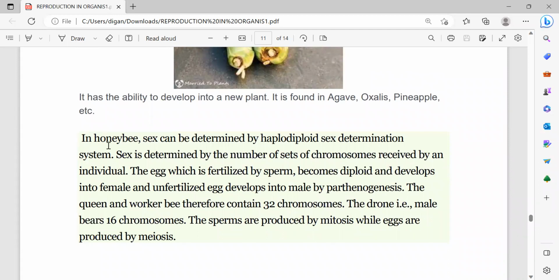So the first best example is honeybee. In honeybee, if the question comes how the sex of honeybee is determined, then you have to write this answer. I will be highlighting it with green.